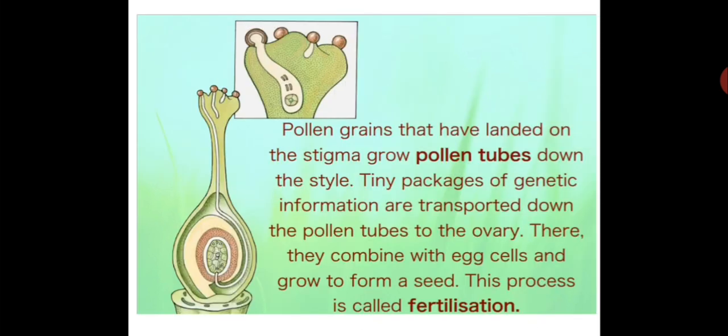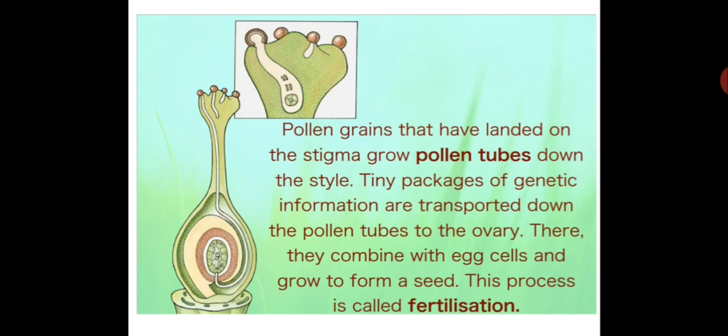So now we can see what happens once the pollen has gone on to the stigma. Pollen grains that have landed on the stigma grow pollen tubes down the style. So you can see that there are no tubes, and then once they've been fertilized, they push down through the style all the way down until they get to the ovaries.